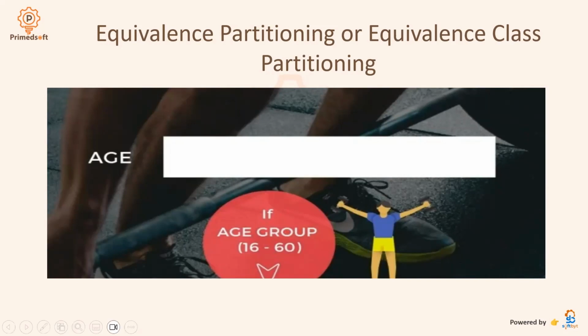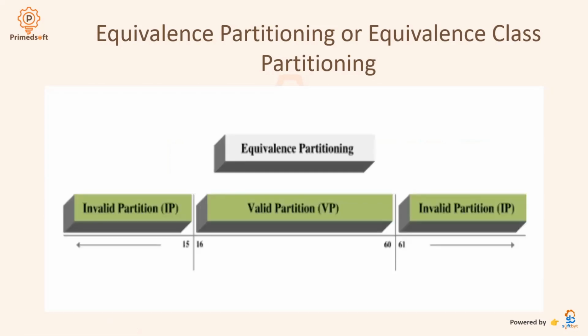For example, let's look at the partitions. So I have partitioned it. So this is equivalent partition. So this is from 0, you can see from 0 to 15, or from 15 and below becomes our first invalid partition. From 16 to 60 becomes our valid partition. And then from 61 up until 500 or thereabout becomes our invalid.